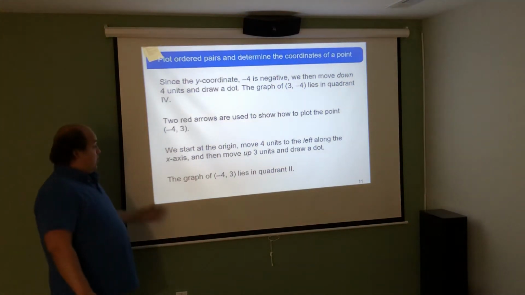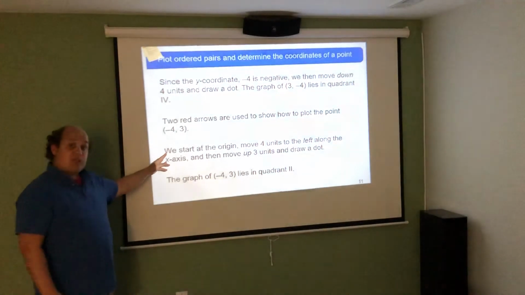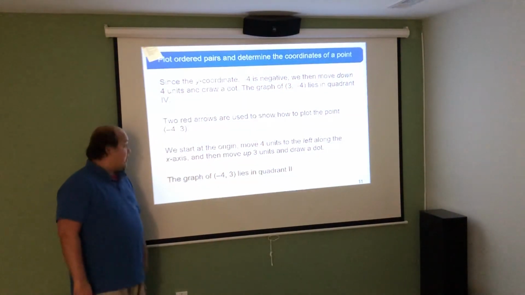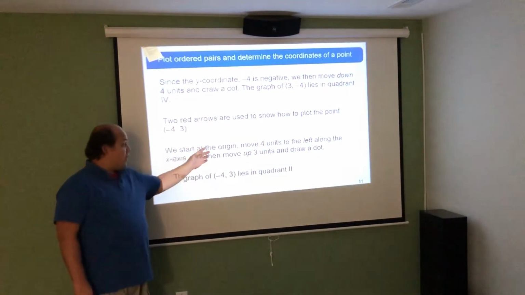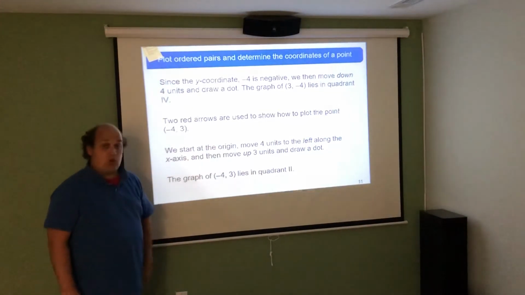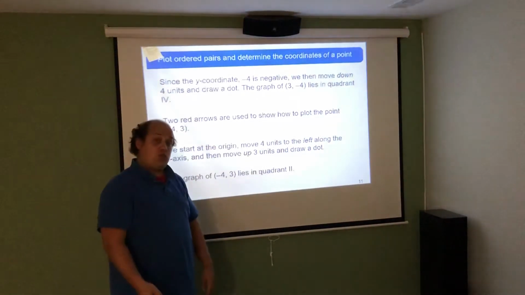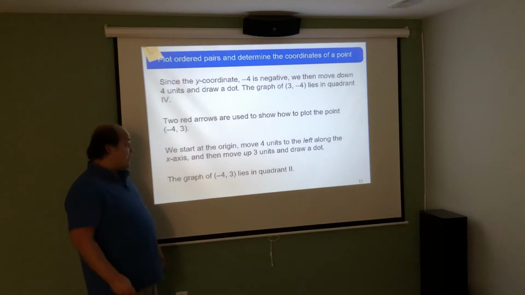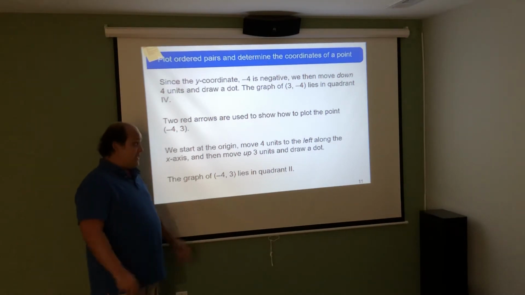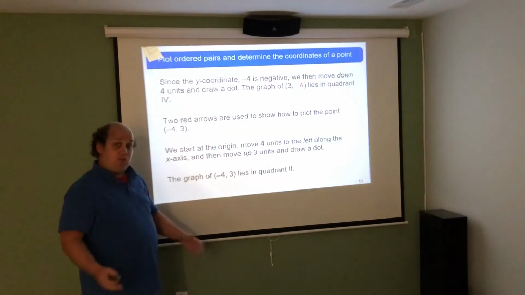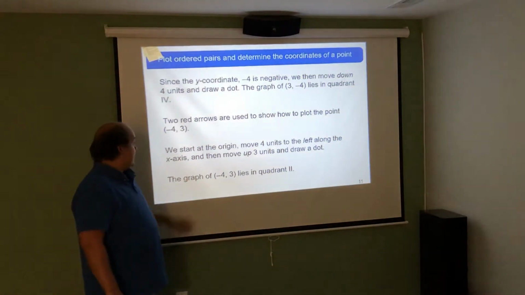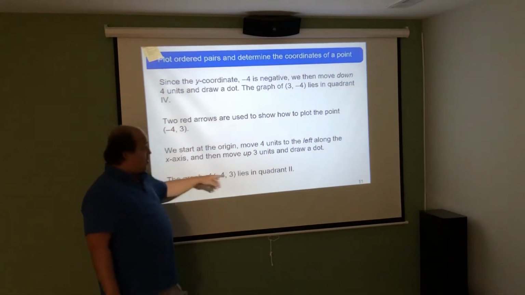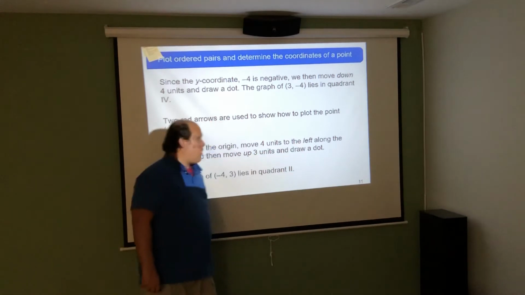So on the previous screen, it showed us how to get to these 2 points, 3, negative 4, and negative 4, 3. The way that you're going to be asked these questions in the homework is as fill in the blanks. So it's going to say something like we start at the answer is always going to be origin. You always start at the origin or 0, 0. Then it's going to say move 4 units and ask you to fill in the blank whether it's left or right. Because in this case, it was at negative 4, I would fill in left as the direction that we were moving.